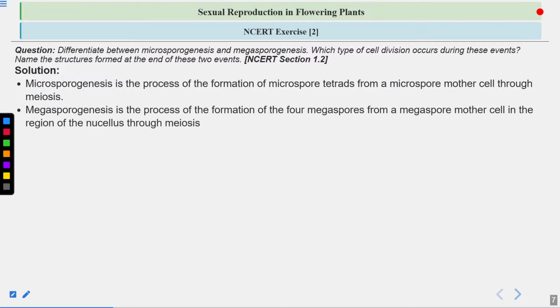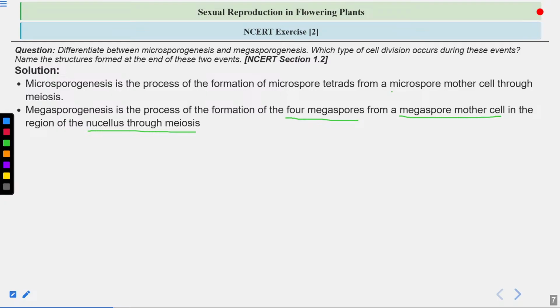Now we will see how it occurs. What is the next point for megasporogenesis, and how is it different from microsporogenesis? Megasporogenesis is the process of the formation of 4 megaspores from the megaspore mother cell in the region of the nucellus through meiosis. It is almost the same thing, but still there is a difference.